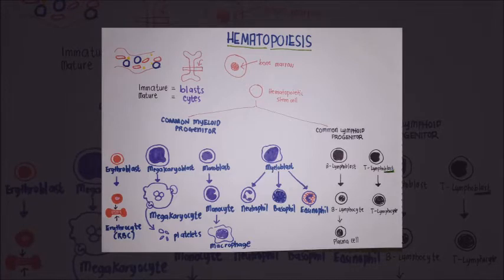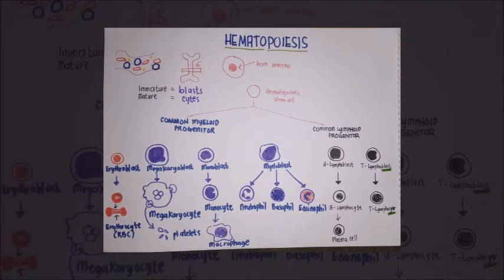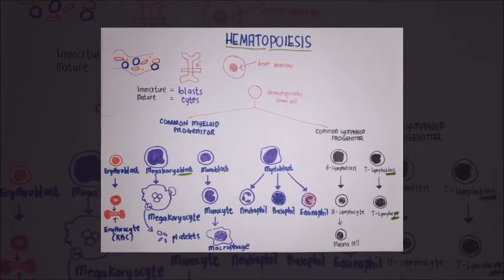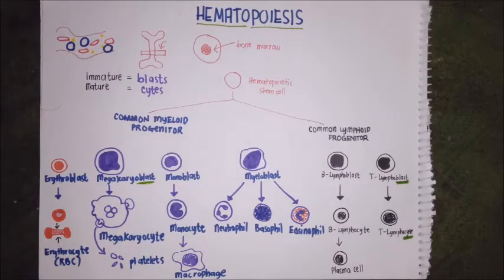The T lymphocyte develops from the T lymphoblast, just like an erythrocyte develops from an erythroblast and the megakaryocyte develops from a megakaryoblast. The only wrench I'm gonna throw into this pattern is with the neutrophil, basophil, and eosinophil, which all actually develop from the same cell, and that cell is called the myeloblast.